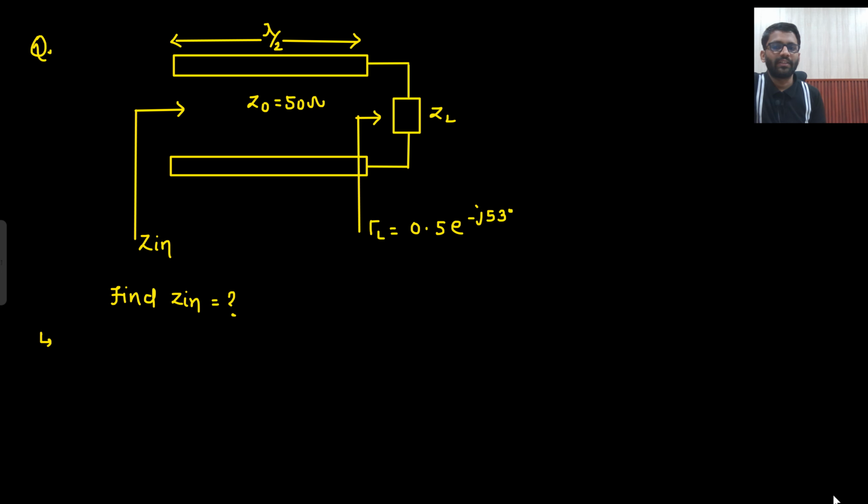What you need to find? You need to find Z in. What do we see here? Length is lambda by 2. So here what I can see is that Z in is equal to ZL. Why is that so? Because length is lambda by 2. So what is my target? My target is to find ZL only.